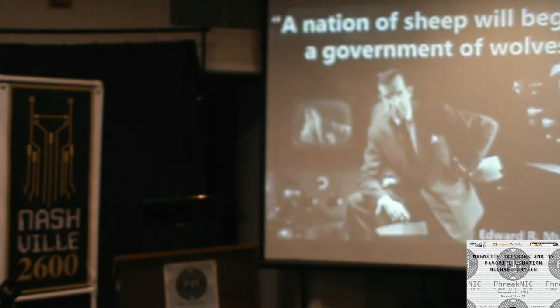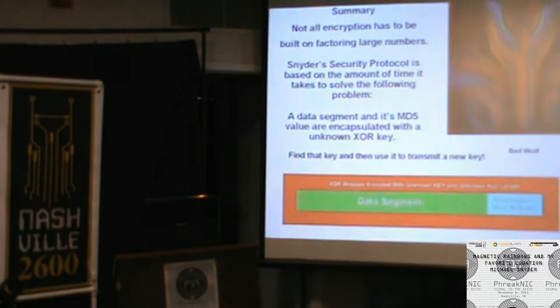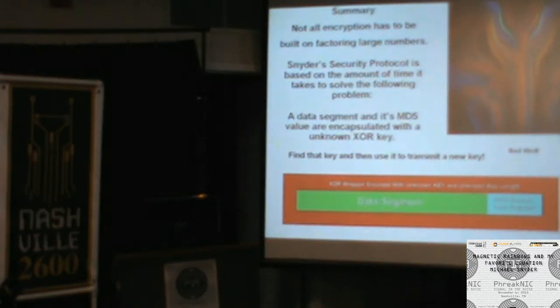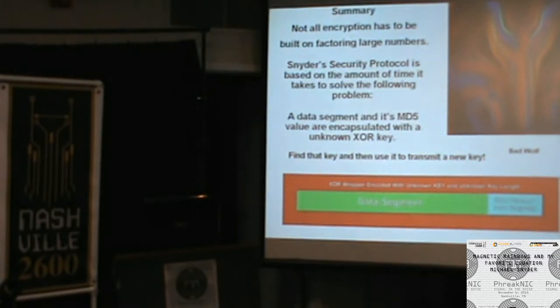Okay, next slide, please. This is the summary page for part one. And basically, in my summary, we're saying that not all encryption has to be built on factoring large numbers. There's many other ways of doing things than factoring large numbers.